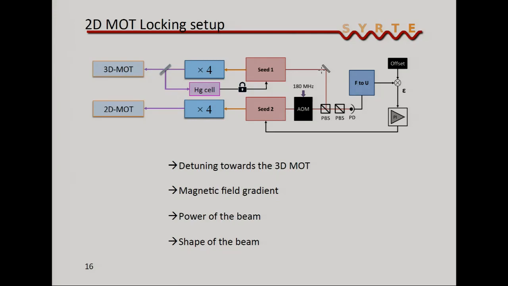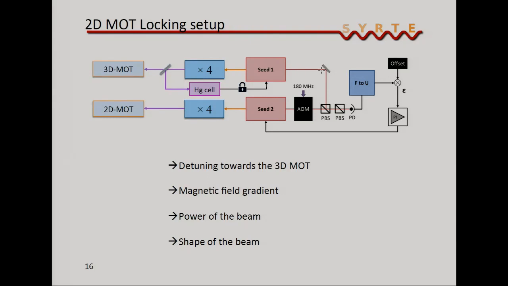Now I will say a few words about the 2D MOT locking setup. So the 3D MOT, to cool the atom, is locked thanks to the saturated absorption method, so on a mercury cell here. And because we are using the same system, the 2D MOT laser, we decided to frequency lock the 2 seeds, the seed of the 2D MOT on the 3D MOT, thanks to a frequency to voltage converter.